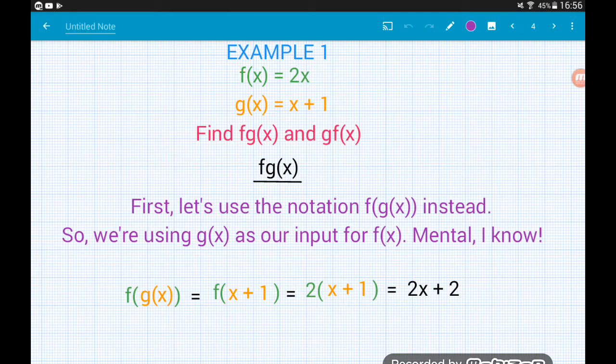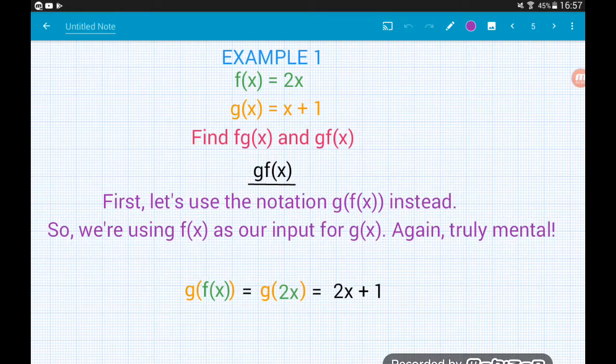So here on the left then we've got f of g of x is equal to f of x plus 1, because the g function is x plus 1. So in the f function, everywhere we've got an x, it becomes x plus 1. So we get two lots of x plus 1, and then we expand the bracket, and we get 2x plus 2. So f of g of x is equal to 2x plus 2. Let's have a look at finding gf of x then.